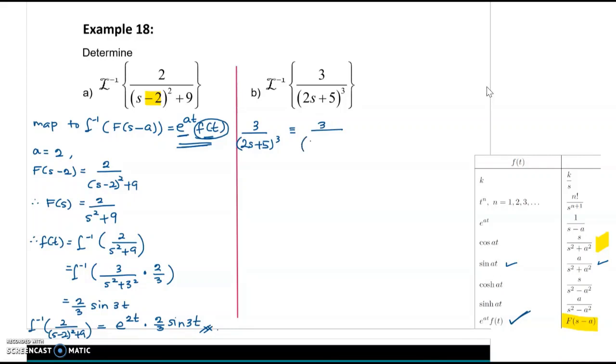you have a big bracket here. So if we take out 2, in the bracket we have s, but then 5 is going to be 5 over 2, and all of this to the power of 3. So they are equivalent. We are not changing anything in terms of mathematics, right? So if we look further, this one can be written as 3 over, 2 to the power of 3 is 8, so in the bracket, we have s plus 5 over 2 to the power of 3.